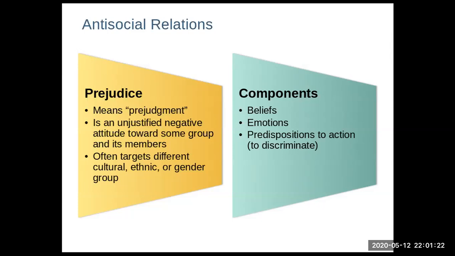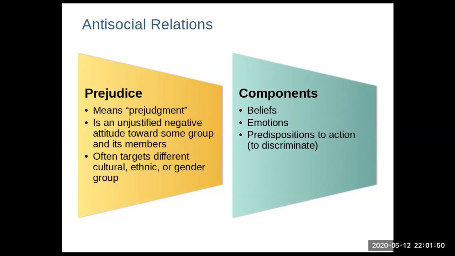We talked about automatic attitudes, which prevail, right? Which lead to actions. They are predisposed, prejudged. That's what prejudice means, prejudgment. And it's about these attitudes towards a group. And so I have to point out the difference between prejudice and discrimination. So that's coming up. Prejudice, again, means prejudgment, and it's defined as an unjustified negative attitude towards some group and its members.